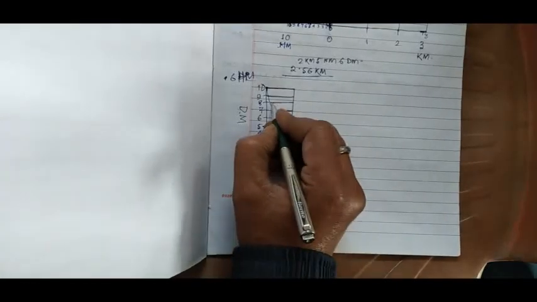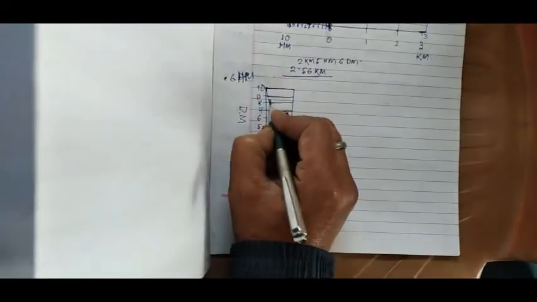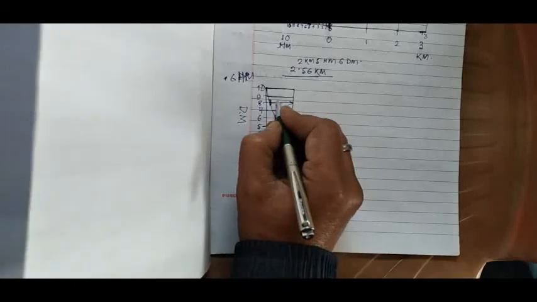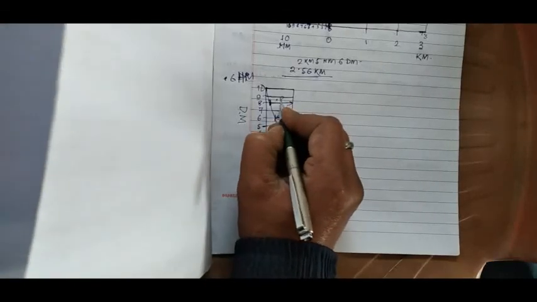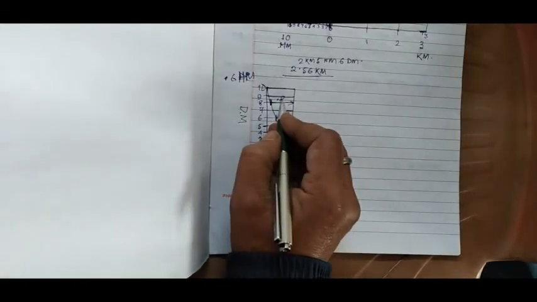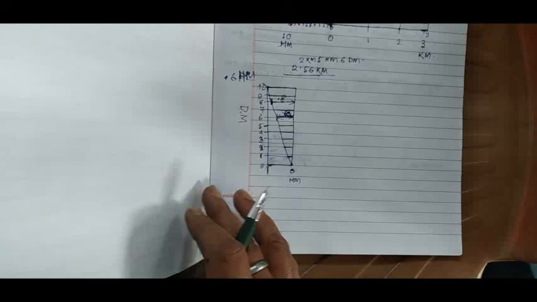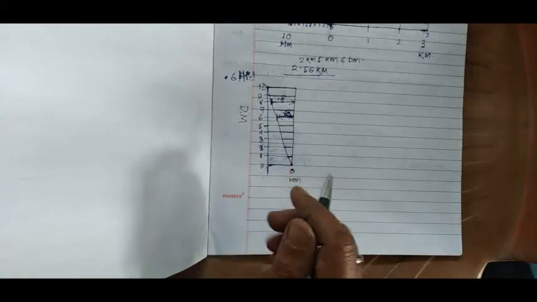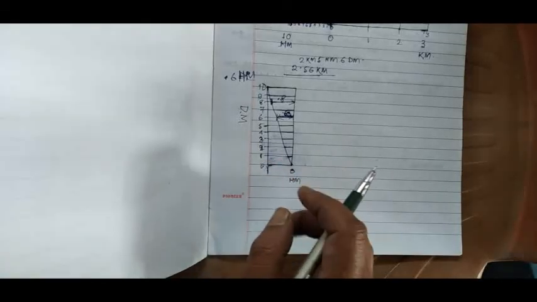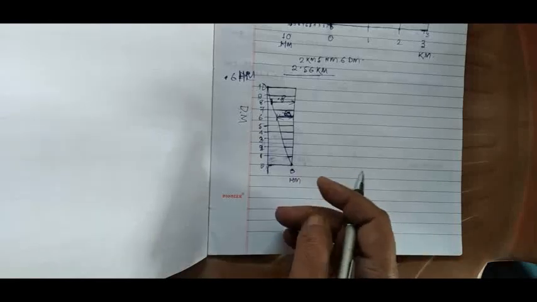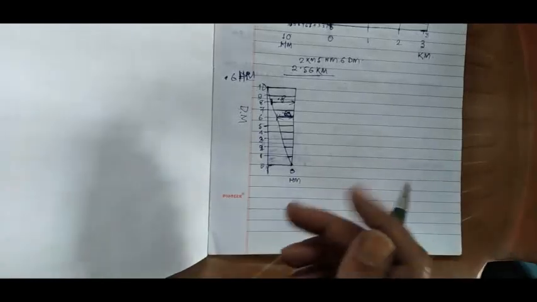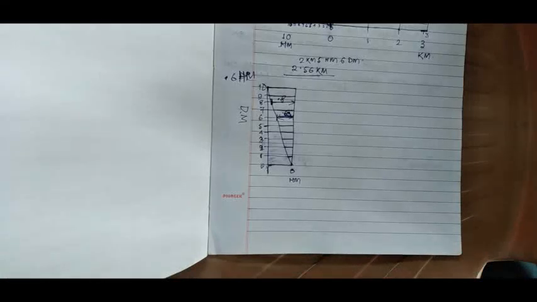So from here to here, this portion is how much? That is 0.8 hectometer, means 8 decameter. Understand? So this is the diagonal scale. I will give you a problem on the diagonal scale in the next class. Thank you for today.